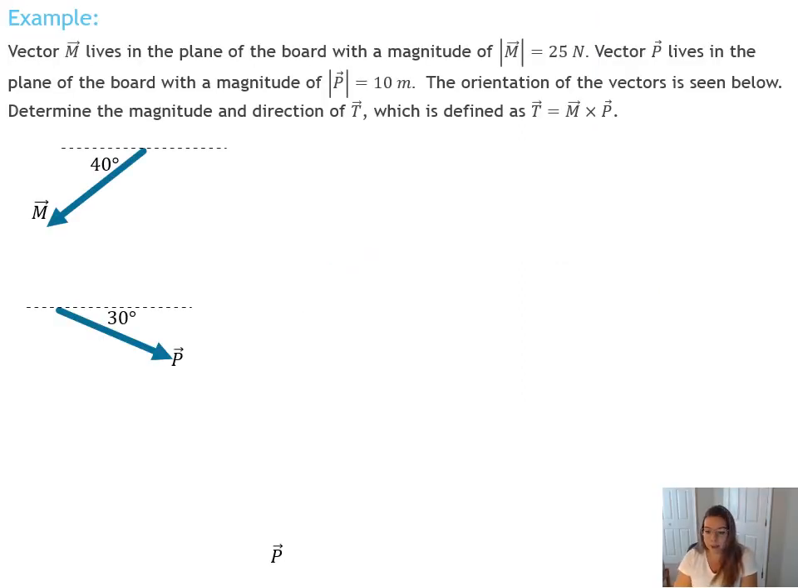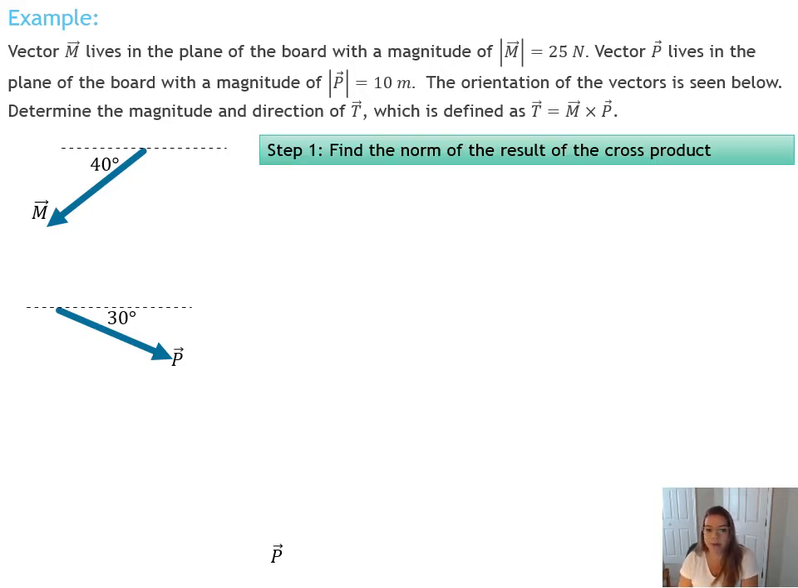Let's do another example. Let's put all of this together. So we have vector M and vector P. They live on the plane of the board. We know their norms. M is 25 newtons and P is 10 meters. And we can see them there with their orientations as seen below. We want to figure out vector T. T is the result of crossing M with P. So M crossed with P is equal to vector T.